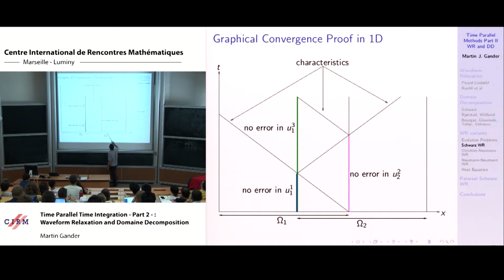Because now I have the exact solution along here, and it's going to be exact up to the end of the green line. So if my interest is only a time horizon, a time interval of this length, I need 2 iterations, and I have the solution. So for this type of equation, it's a direct solver.